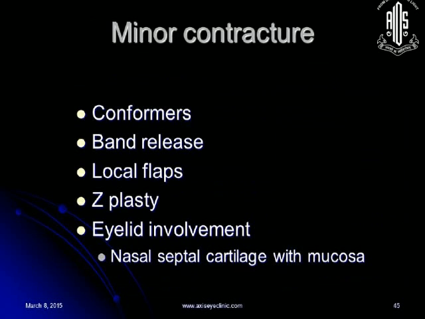So if there is a minor contracture and there are small bands, we release the bands. We can do a Z-plasty if you have a vertical band, and if there is eyelid involvement, we can always put a nasal septal cartilage along with the mucosa.